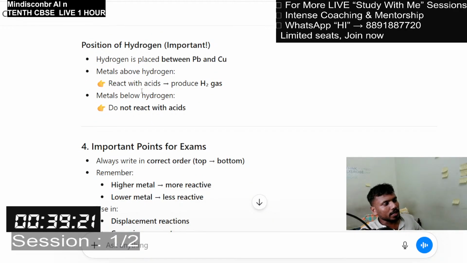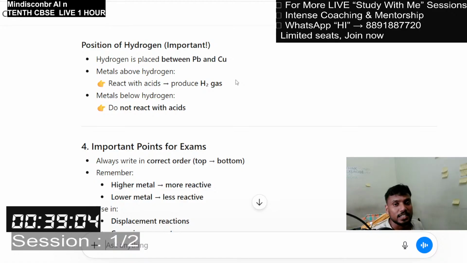Metals above hydrogen react with acids to produce hydrogen gas. We have studied earlier that metals when they react with acids form salt plus hydrogen gas. What is the characteristic of this hydrogen gas? It burns with which sound? Pop sound.